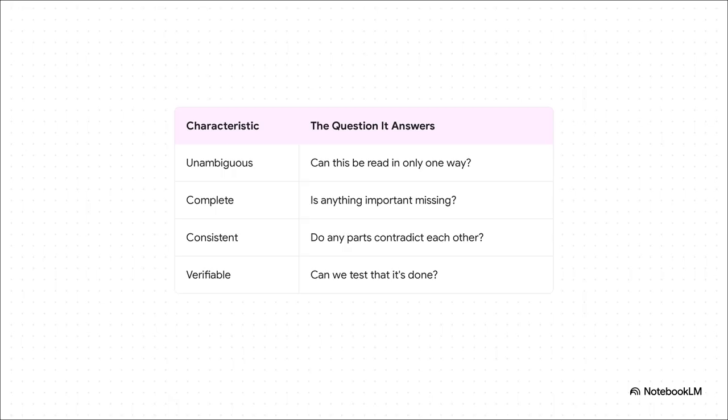It's got to be unambiguous, can't be read in only one way. It has to be complete. Did we remember to include the stairs? It has to be consistent. Do we have a plan for a window in the same spot we have a plan for a brick wall? And finally, it's got to be verifiable. Can we actually test to see if it's done right?